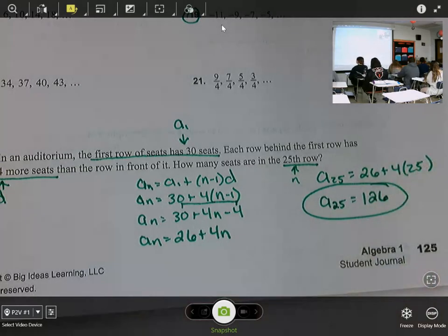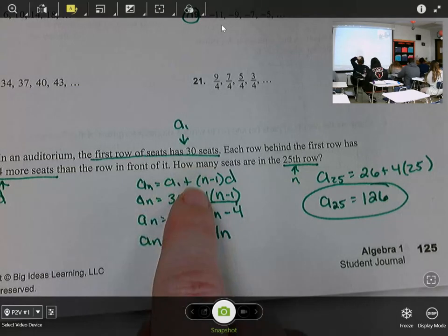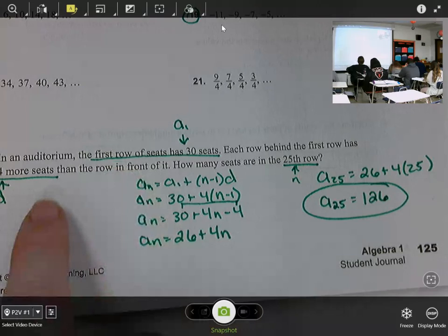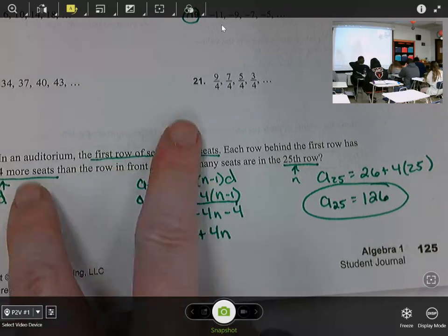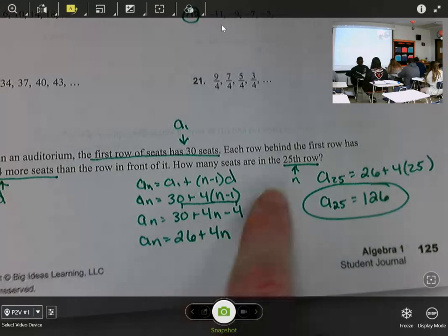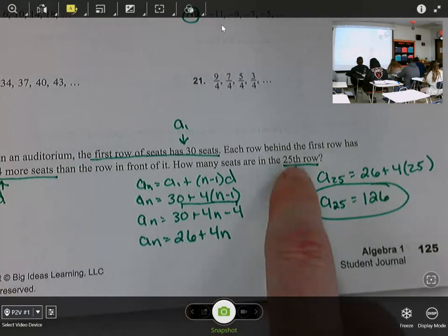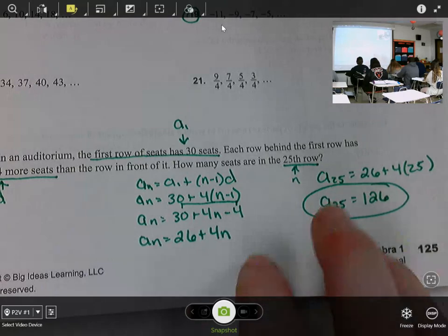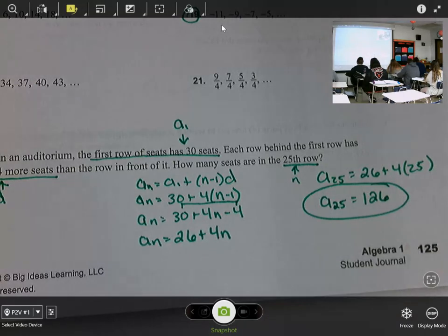Okay? So anytime they give you a word problem, they're going to give you the first term, and they're going to give you the common difference, and then you just use that and plug it into your formula and write your equation. Once you get your equation, then you can use it to figure out how many are in that row, or whichever one they're asking for. What questions do you have for me before I have you get started?